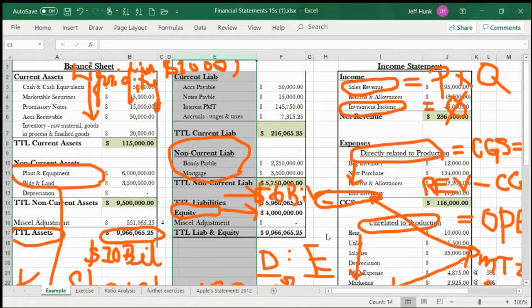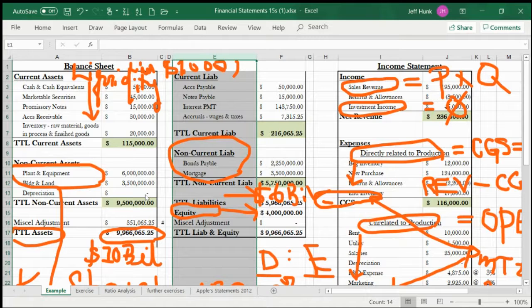Now, think about it. Book value starts with the purchase cost. Plant and equipment, this $6 billion is the purchase cost of plant and equipment if we are at time zero, at the beginning. And each year, this book value will go down because of depreciation. In other words, what's depreciation? Literally, it's the decrease in the value of the asset.